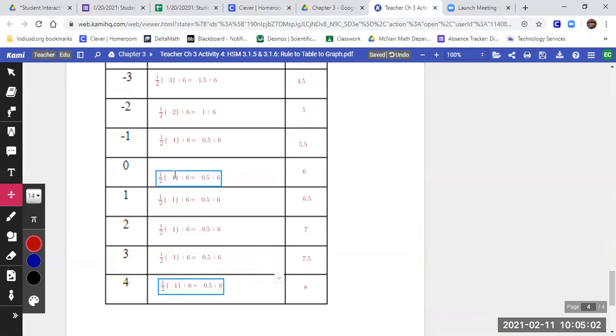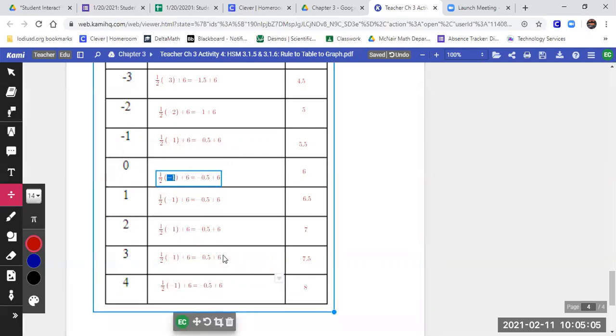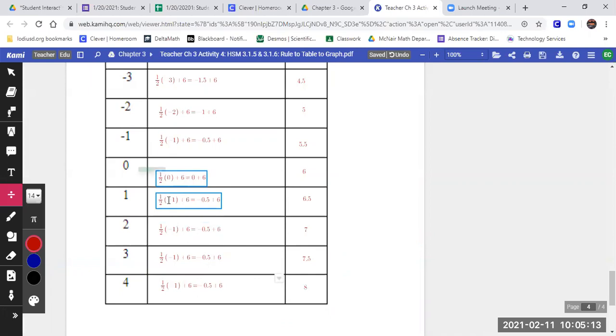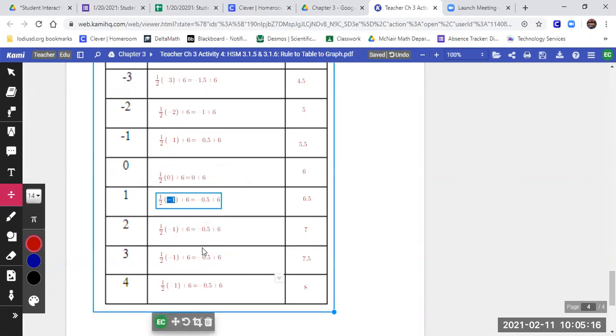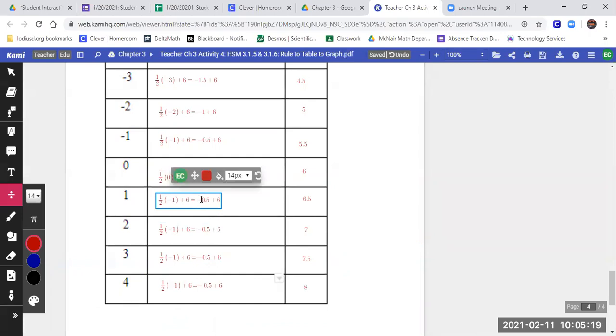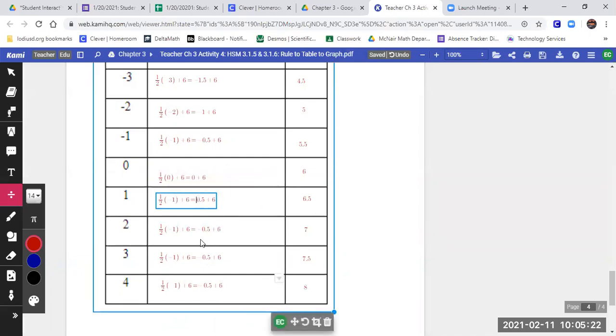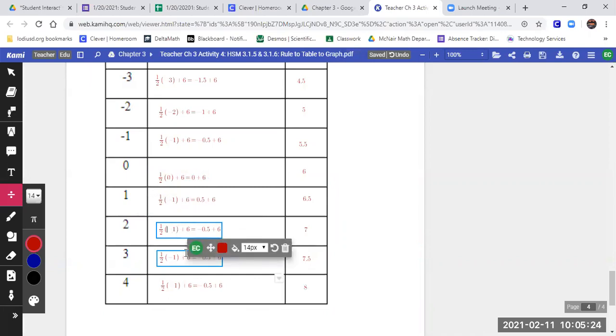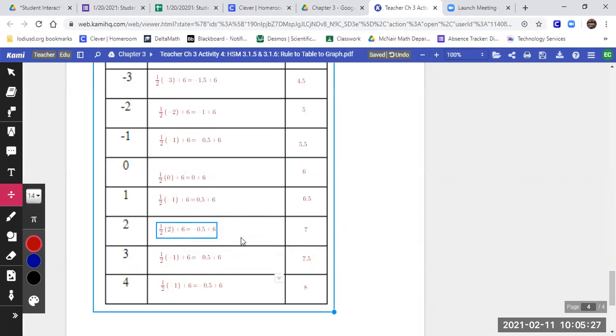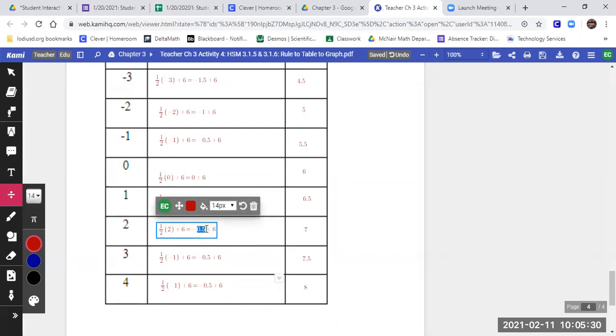Okay, so this one, the x says 0. That would mean 0 plus 6, which is why our answer over there says 6. This one says +1, which makes +1/2, which is why it's 6.5. This one says +2, which means 1. Right? There you go.